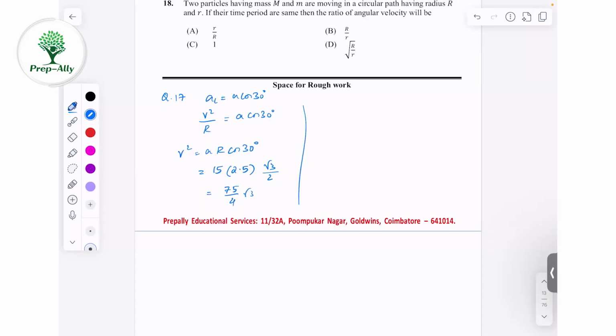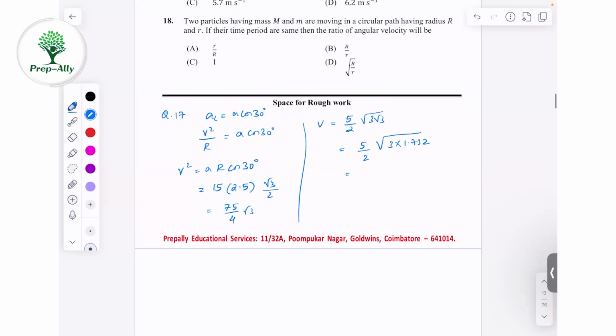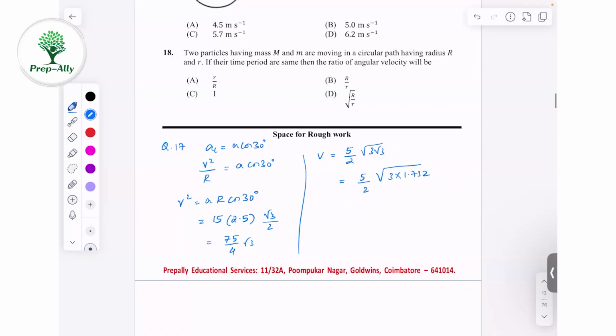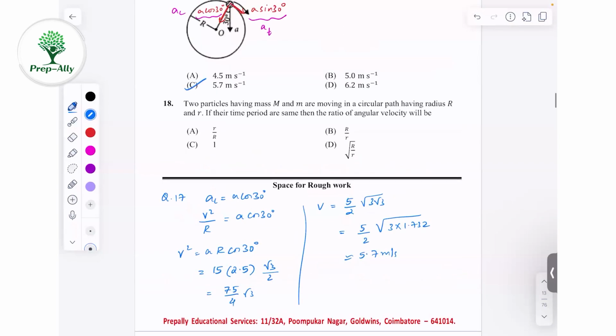So on taking square root, we get 75 is 25 into 3. So that gives us 5 by 2, 3 root 3 under root. Now, if we substitute the value of root 3 as 1.732 and calculate this square root, that value comes close to 5.7 meter per second. Okay, so that is our answer.